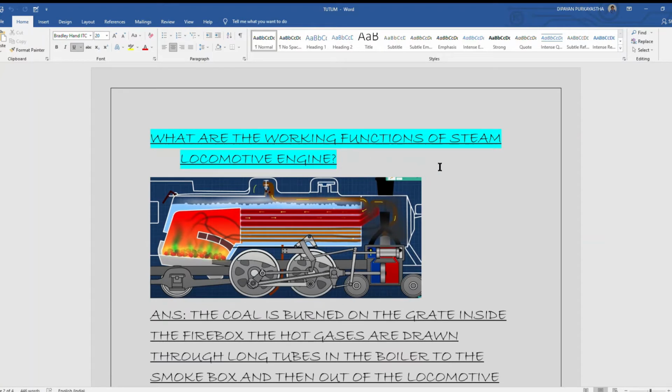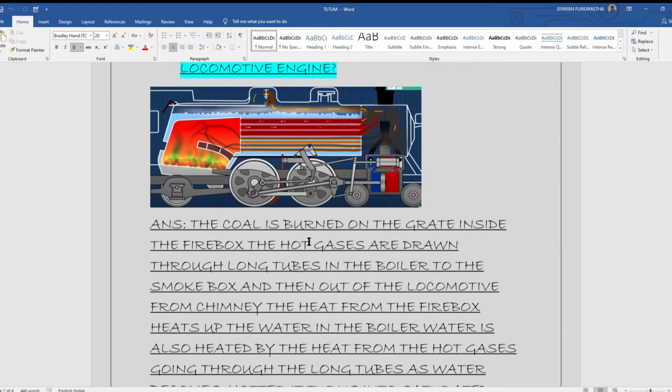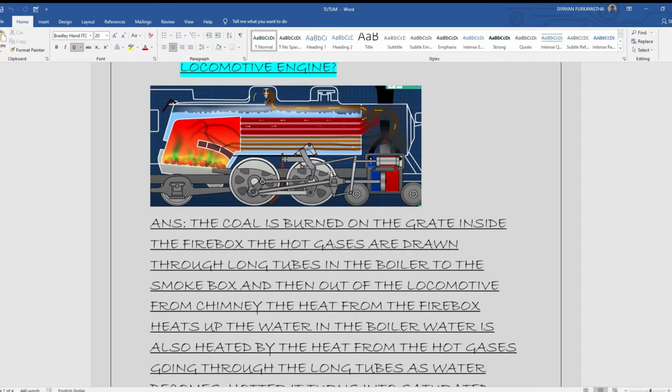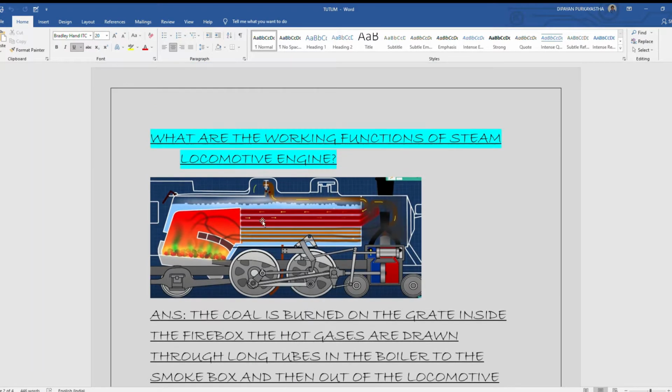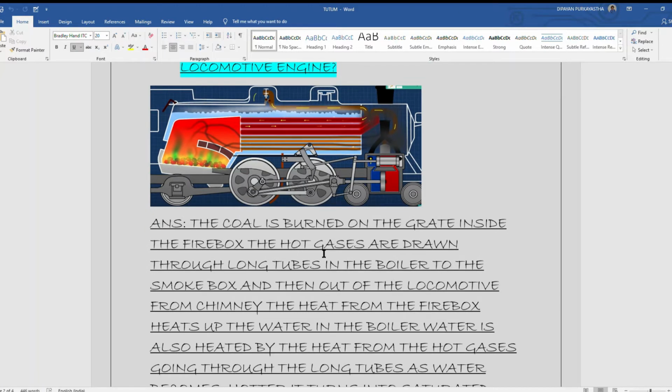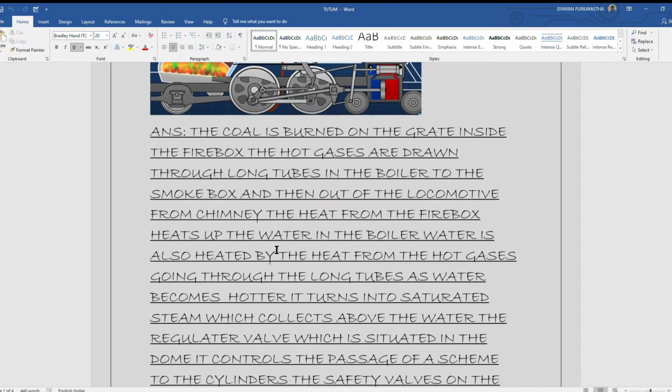What are the working functions of the steam locomotive engine? The diagram of the working functions is projected here, so you can see. The answer to the question is: the coal is burned on the grid inside the firebox. The hot gases are drawn through long tubes in the boiler to the smoke box and then out of the locomotive from the chimney. The heat from the firebox heats up the water in the boiler. Water is also heated by the heat from the hot gases going through the long tubes.